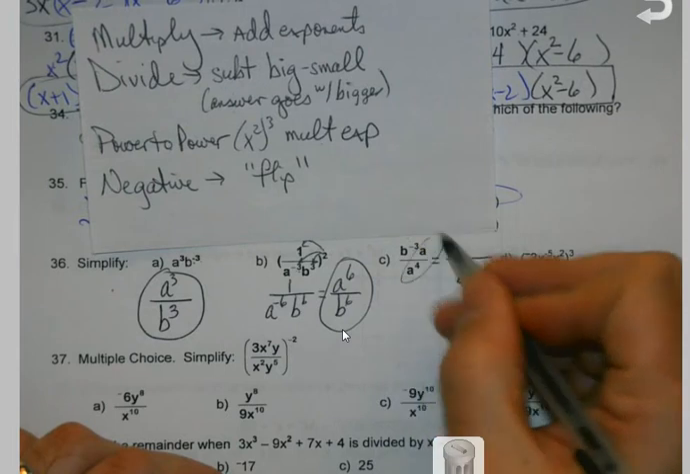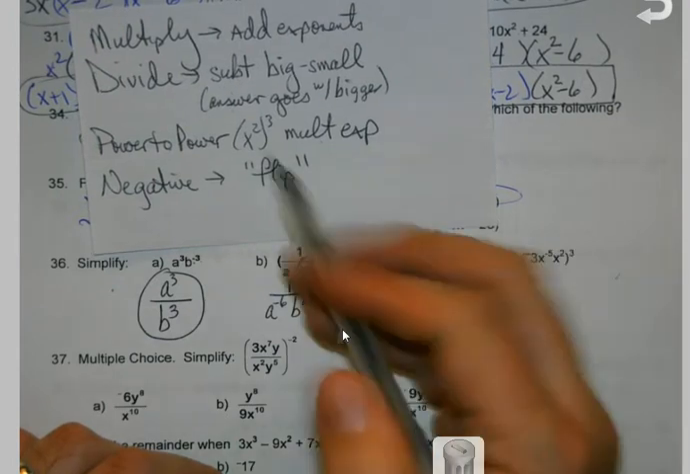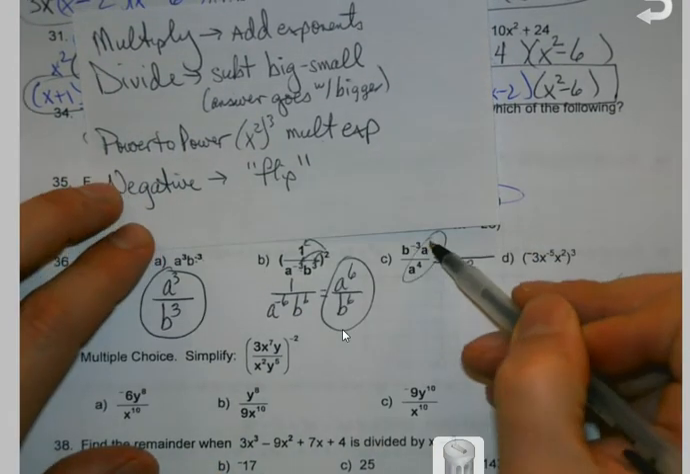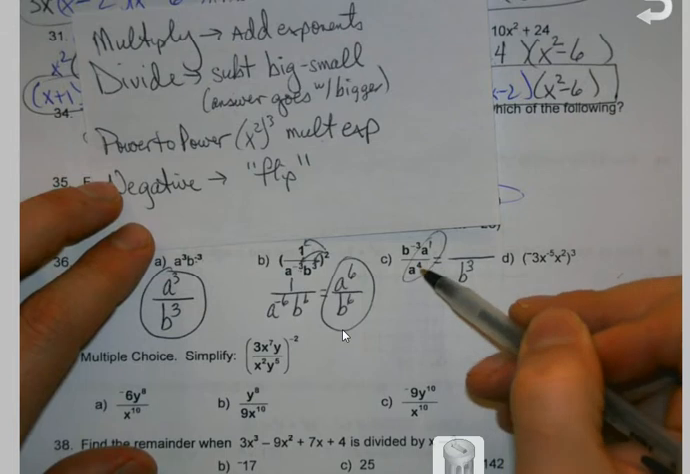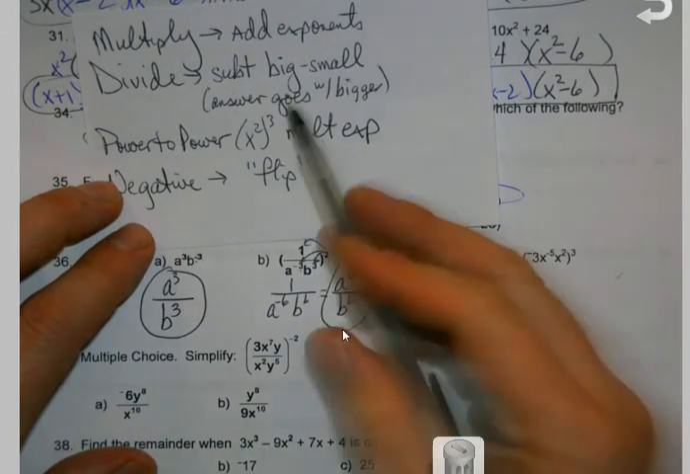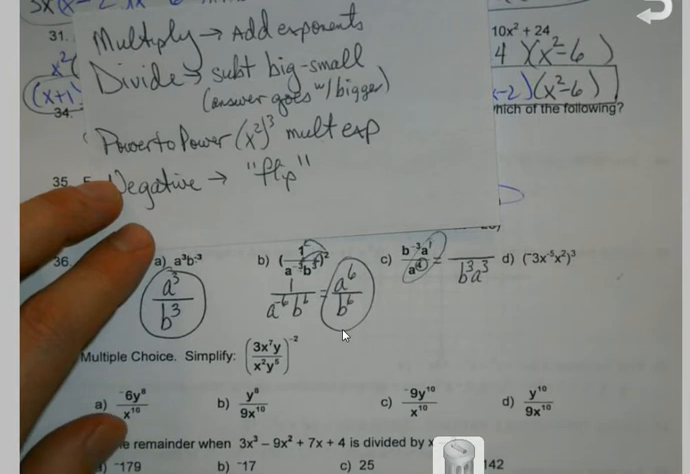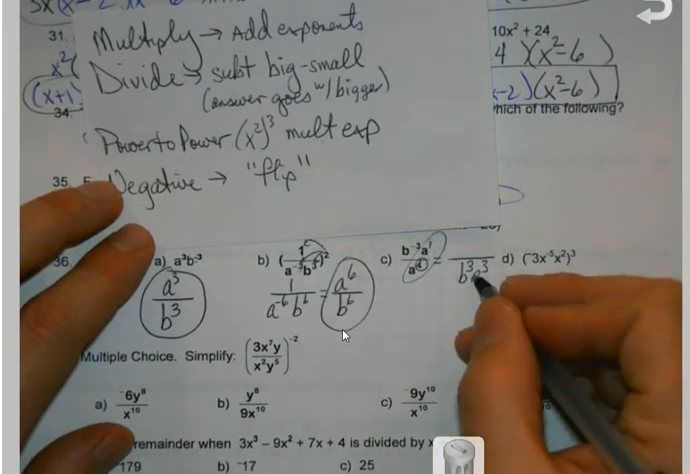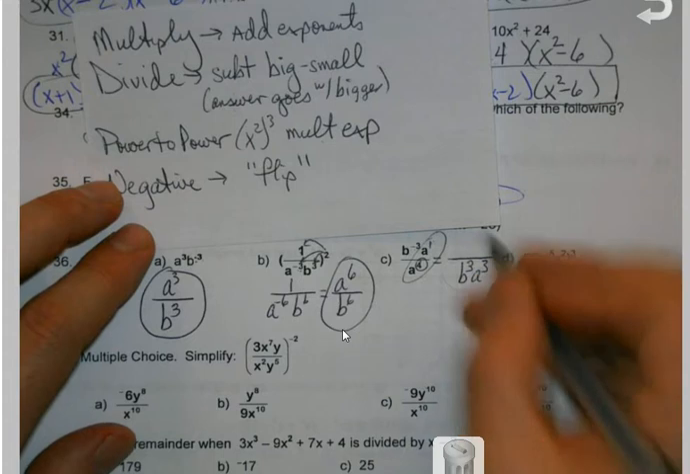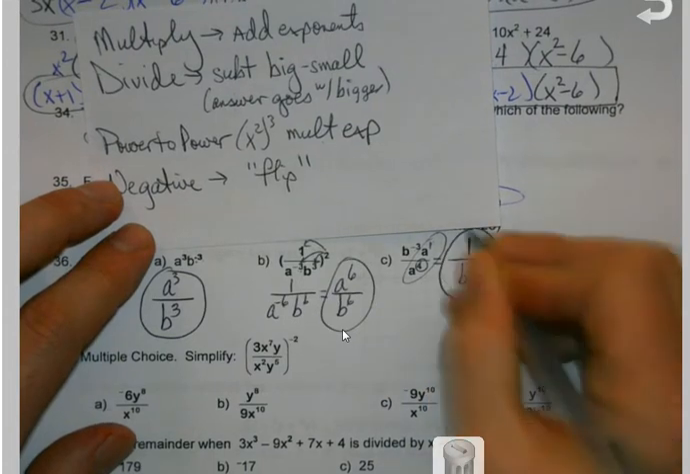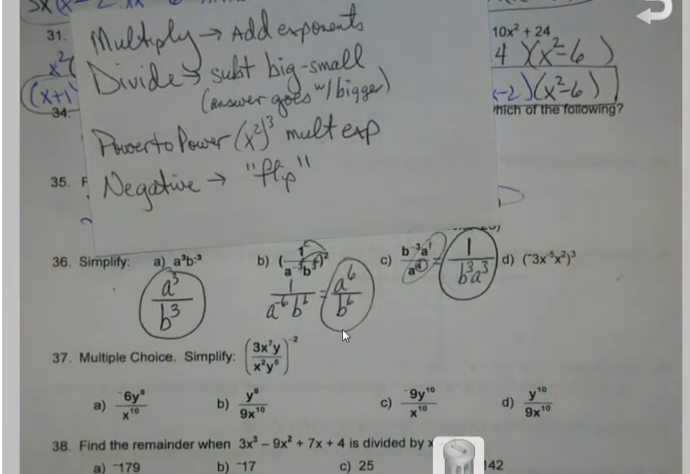Here, I have the same base. So when you're dividing, I take the big exponent minus the small, greater valued minus the smaller valued. 4 minus 1 is 3. Answer goes where the bigger exponent is. But be careful. Don't just circle this, because right now, there would be no denominator if I circled it. Since those are in the denominator, you have to have the 1 there to hold the place.